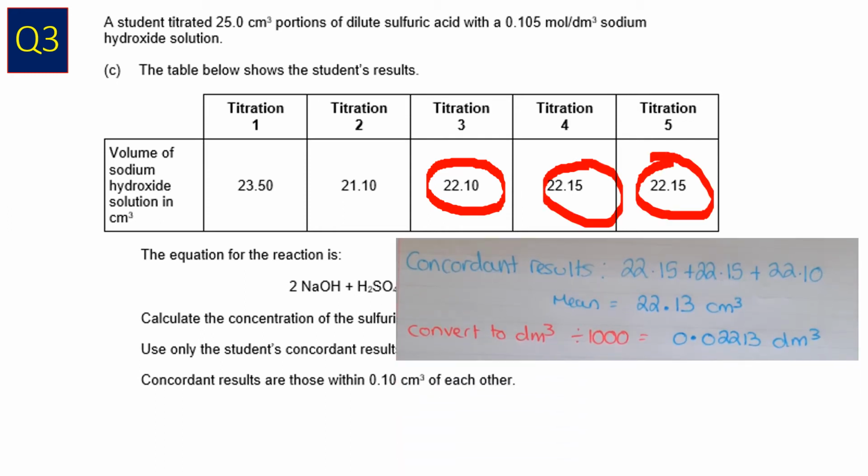So for our mean volume of sodium hydroxide, we're going to use those 3 values, and we get a mean of 22.13. Now you have to remember in all mole calculations, our volumes need to be in decimetre cubed, so I'm going to divide that number by 1,000 so that I've got a mean volume of sodium hydroxide as 0.02213 decimetre cubed.